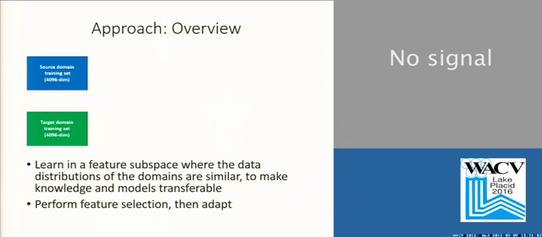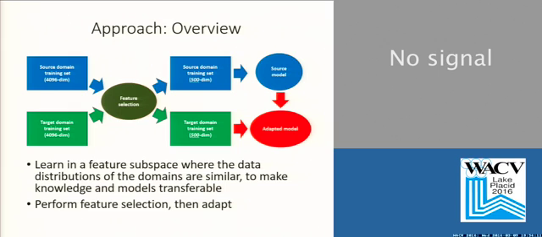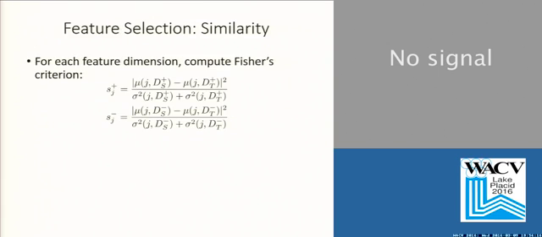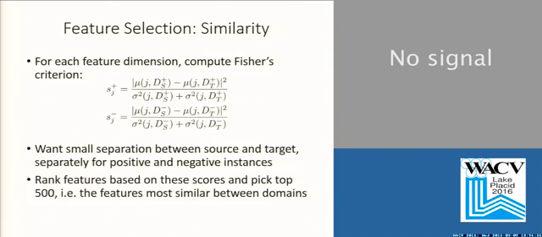So we have high-dimensional data from source and target domains. So we perform a feature selection step and pick the 500 features that are similar between the two domains, then train a source model and adapt it to get an adapted model. So how do we pick features? For each feature dimension, we'll compute Fisher's criterion, where basically we want small separation between the source and target domains, separately for the positive and negative instances. That's what the two equations say. So we'll rank features based on these scores and pick the top 500. So we'll pick the features that are most similar between the domains.